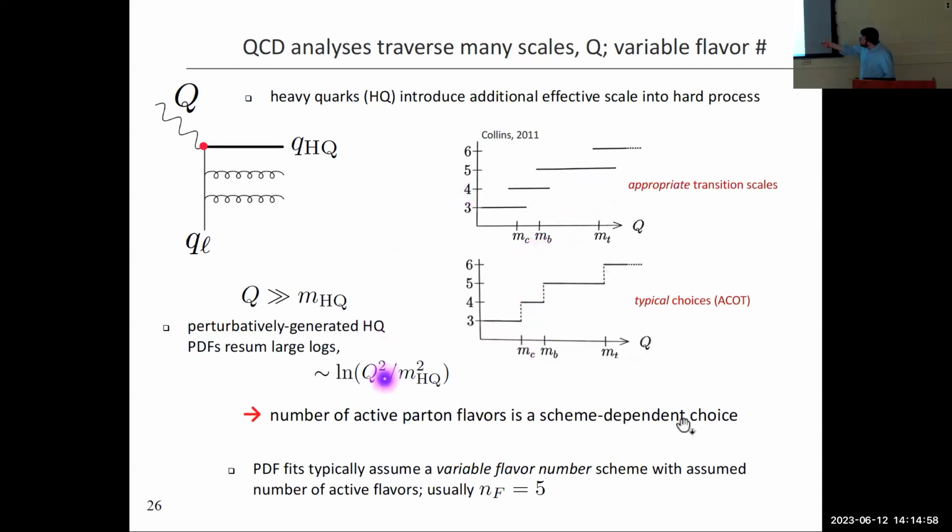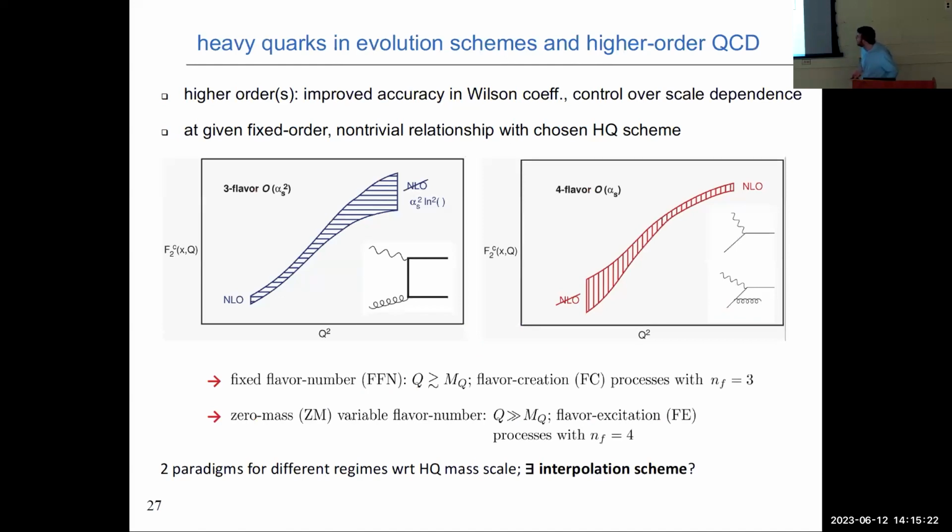Where it's tricky is that if I use a fixed flavor number scheme, where I'm not actively adjusting the number of active flavors as I go up to higher and higher scales, the heavy quarks can again introduce, as I alluded to earlier, these large logs that really spoil the behavior of the calculation. They have to be resummed in some way. So in fact, what's done is that we use a type of interpolation scheme. There are various scheme dependent ways of doing this.